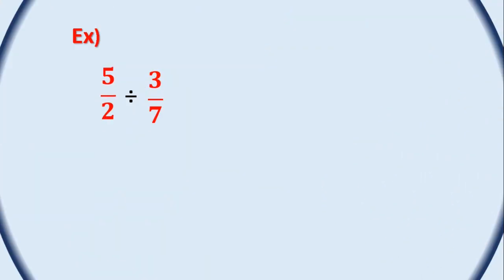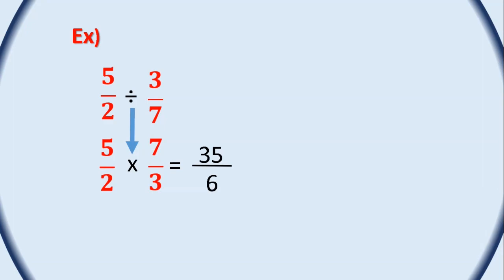Now let's try to do this example about the division of fractions. 5 over 2 divided by 3 over 7. To divide these two fractions, we keep 5 over 2 as it is, and we change the division sign into multiplication, and we switch the second fraction to become 7 over 3. And now we multiply. 5 times 7 equals to 35, 2 times 3 equals to 6. And this fraction is an irreducible fraction.